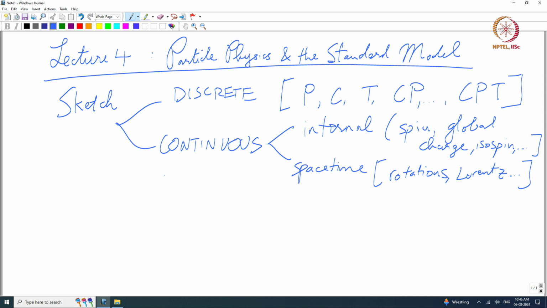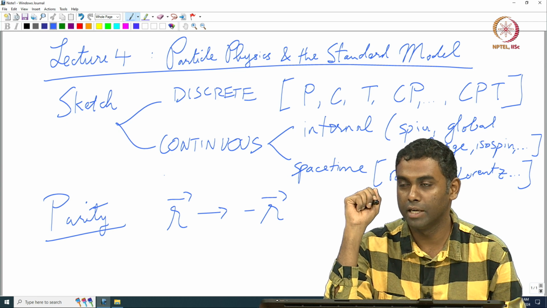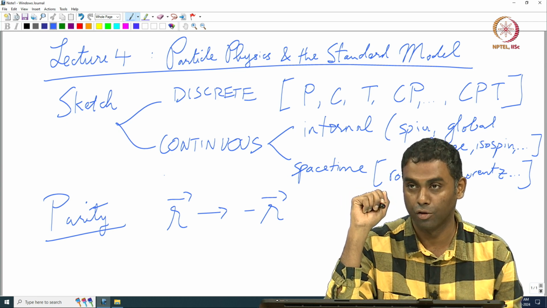All right. So let us just jump right into it then. Let us start with P, parity. All right. So I am sure you all know what parity is, right. Simply put, the operation of parity is mirror reflection, right. But more precisely, what we mean by parity is inversion around the origin, right.